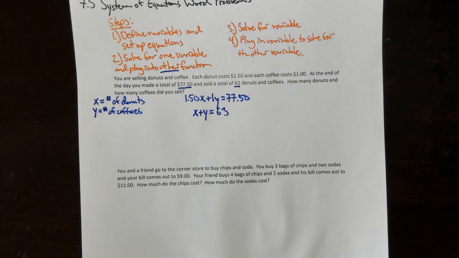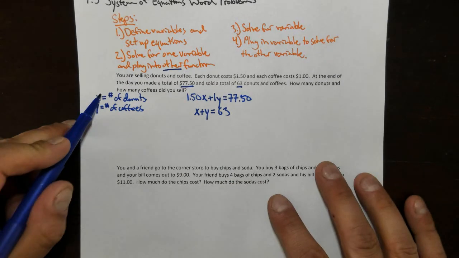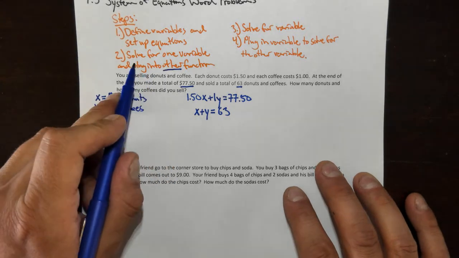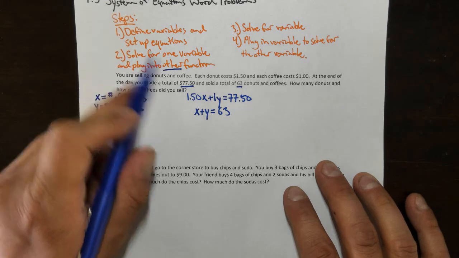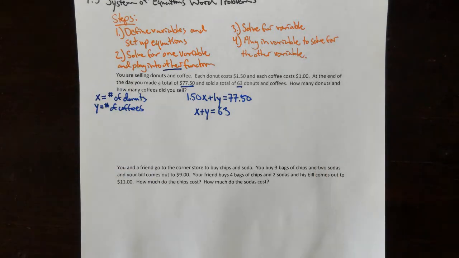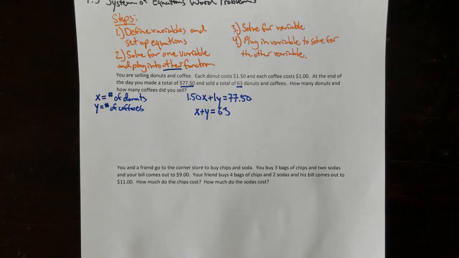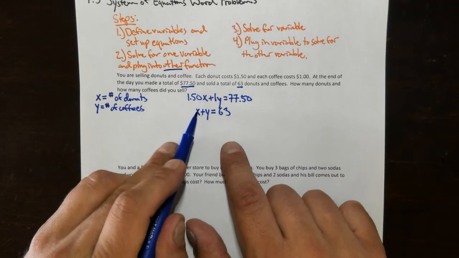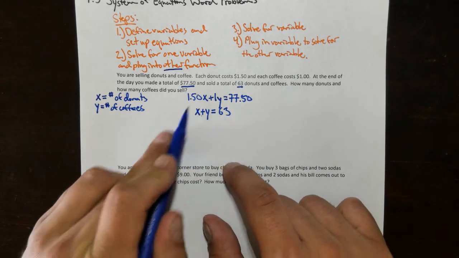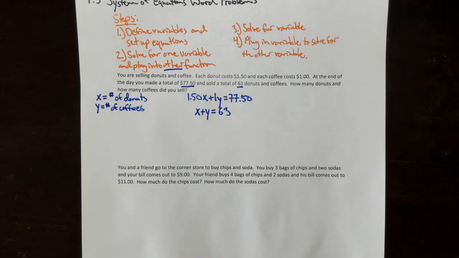So we just did step 1. We defined our variables and we set up our two equations. Now we need to solve for one variable and plug it into the other function. So this is where you have a choice. You can say, okay, well, I don't know what I want to solve for. I could solve for x or y, and you can do it on either equation. This second equation is looking a little easier for me, so I'm going to solve, it doesn't matter, I'm just going to solve for y for this equation.